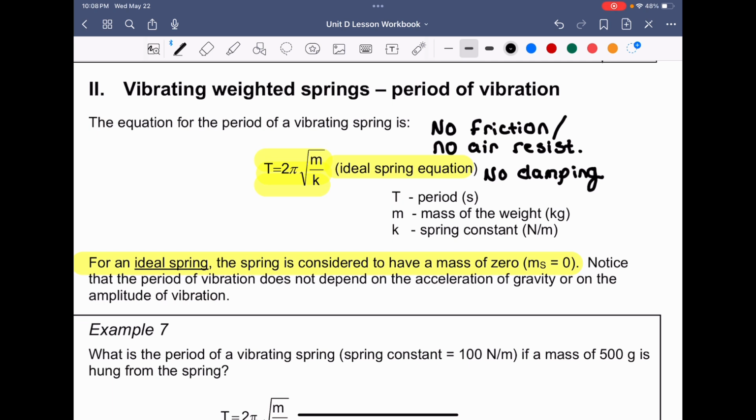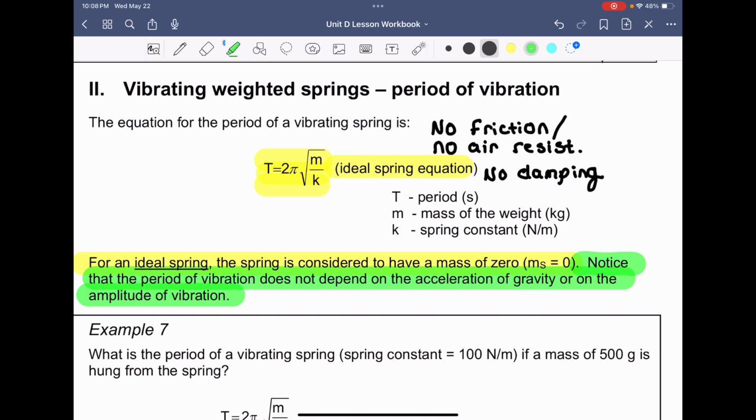Now, as we look at this equation here, this vibrating weighted springs period of vibration equation that we've just established, we want to make a parallel to our last unit, or our last lesson, lesson 24, and say that the period of this, the T value that we solve, does not depend on the acceleration of gravity or the amplitude of vibration.